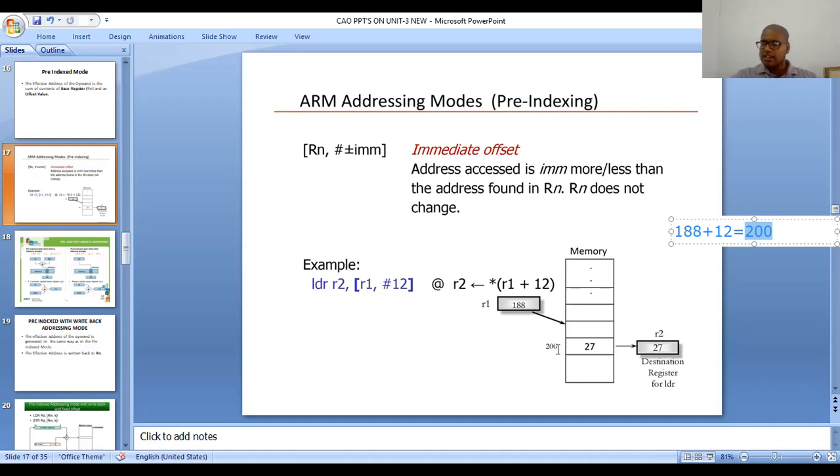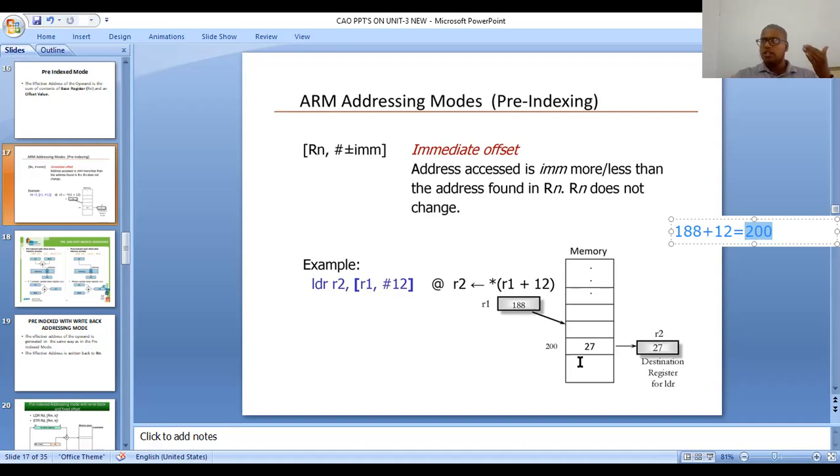This address was generated by adding the contents of register R1 with 12. R1 is 188, so 188 plus 12 gives a total of 200. Whenever you encounter this, 200 should be considered as an address. At this address 200, we get 27 as a value. That is an assumption; in some examples you may take 30 or whatever it may be. So this 27 is going to be loaded.